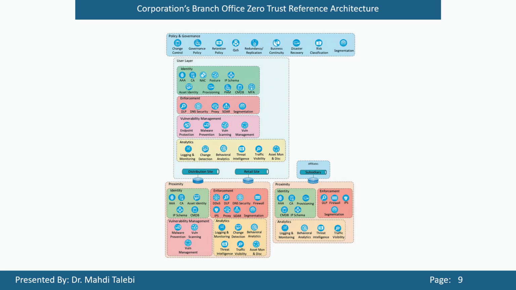At the user layer, identity and access management protocols such as AAAA, authentication, authorization and accounting, NAC, network access control, and posture assessments are crucial. They ensure that only authenticated and authorized entities engage with the network, dynamically adapting permissions based on continuous security assessments and predefined access protocols. Enforcement layers utilize diverse tools like DLP, data loss prevention, DNS security, and proxies to limit data exfiltration risks and ensure secure data channels.